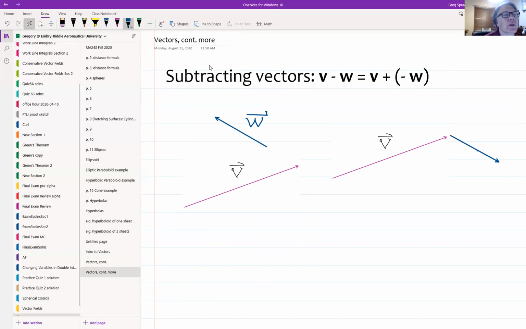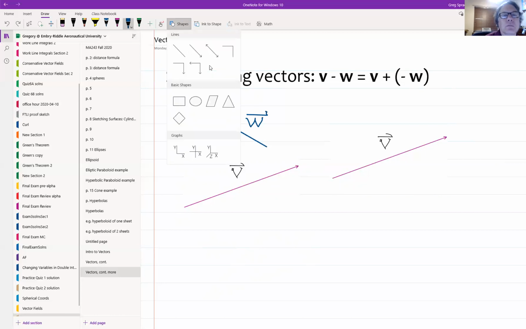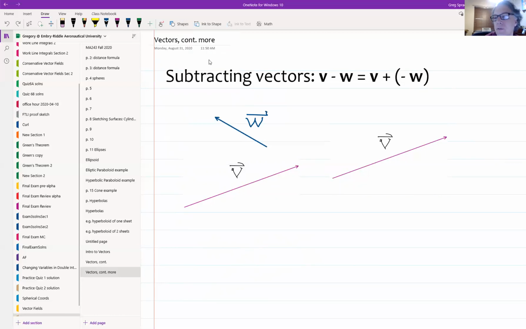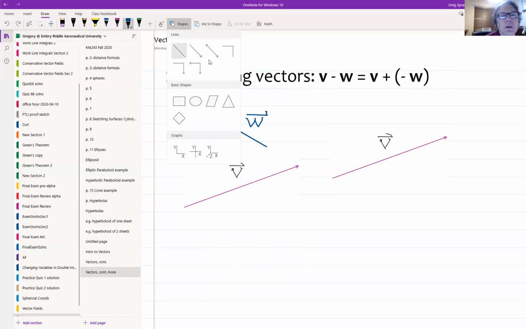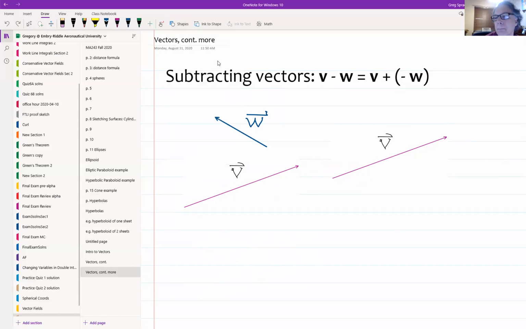See, I want to move it. I don't know how to move things. So. Oh, damn it. Okay, that's better. Okay, close enough for government work. Okay, that's negative w.